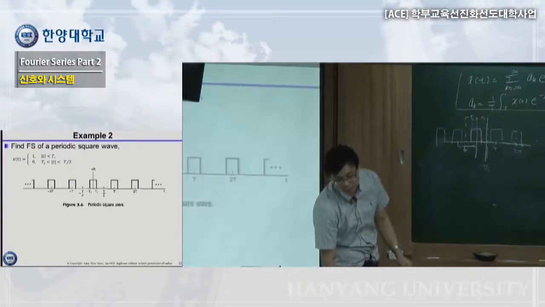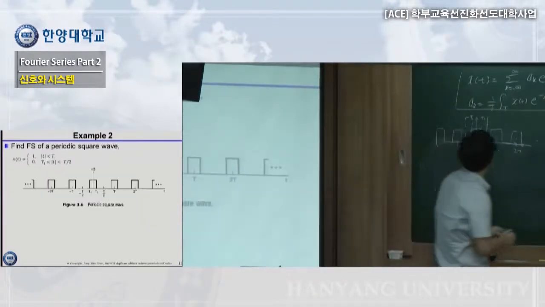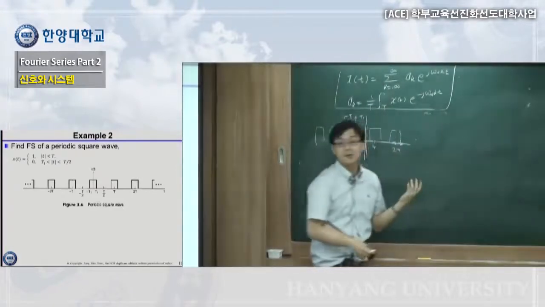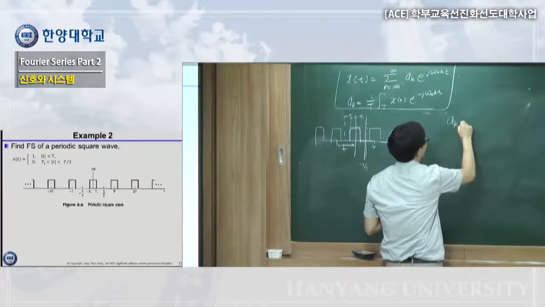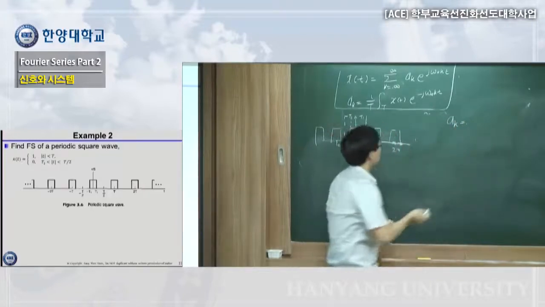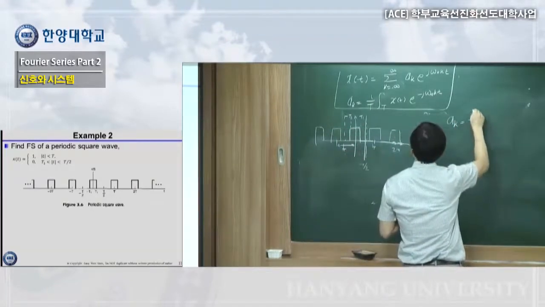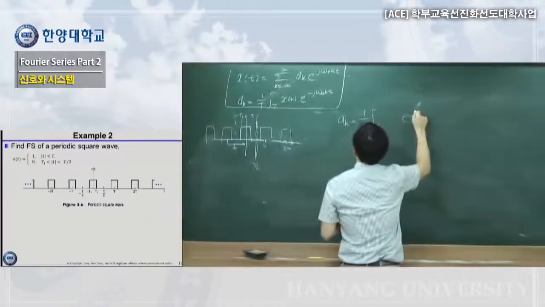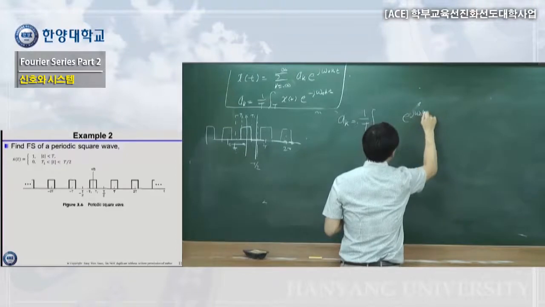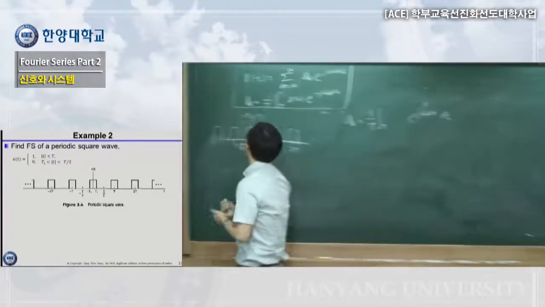So let's find out. What is the first thing we will do? We put in the equation to find a_k. Let's find a_k, and let's put it like this.